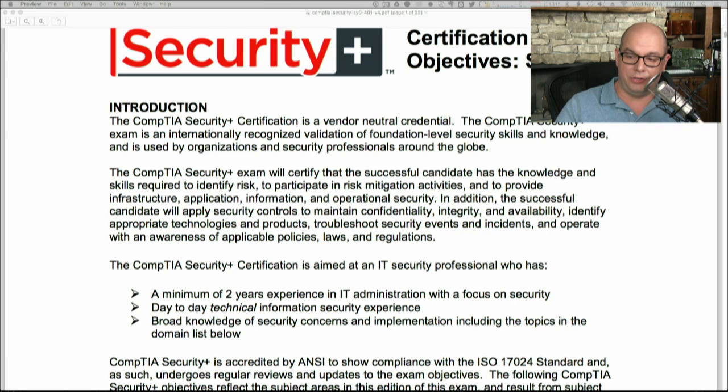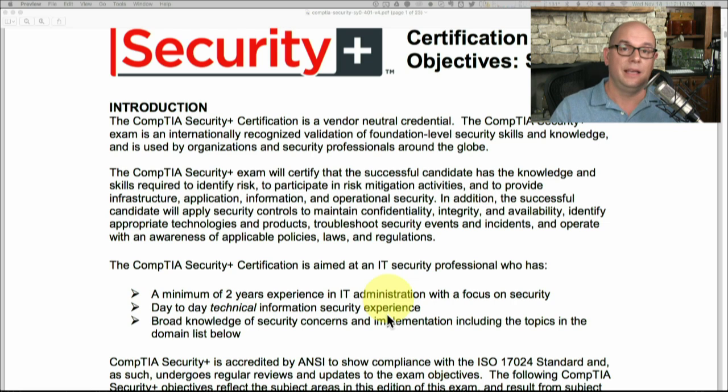And one of the things they say here, and this really points back to the comment that you're making around those, is that it's aimed at an IT security professional who has a minimum of 2 years experience in IT administration with a focus on security. So they already expect you've been in this for 2 years, a significant amount of time being able to work through these pieces, and that you've had day-to-day technical information security experience. And that doesn't mean that you've been the security person, but you've had to deal with some aspect of security day-to-day in what you're doing.